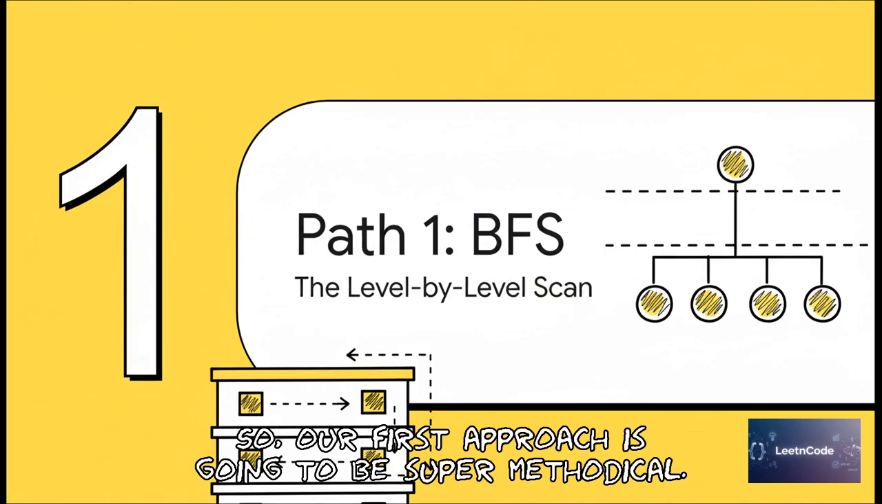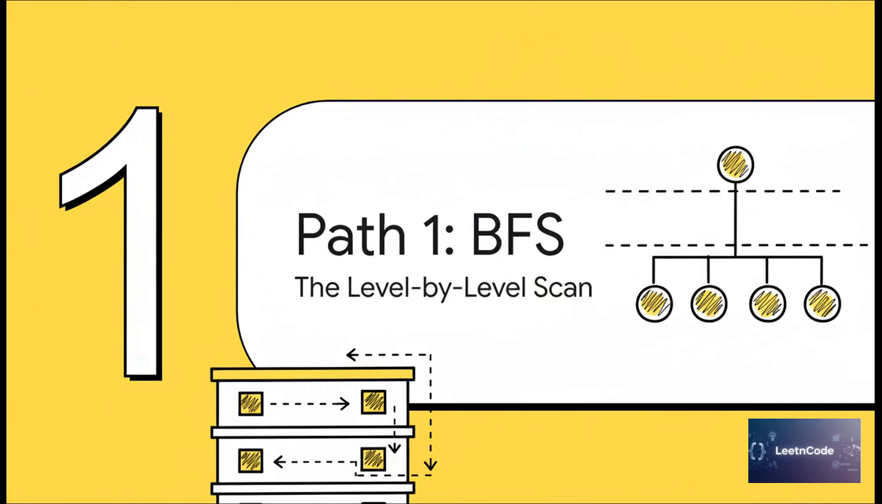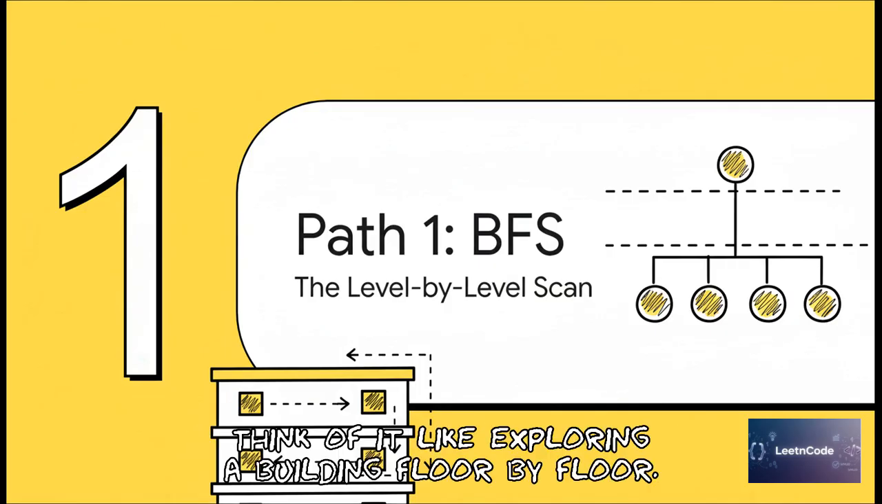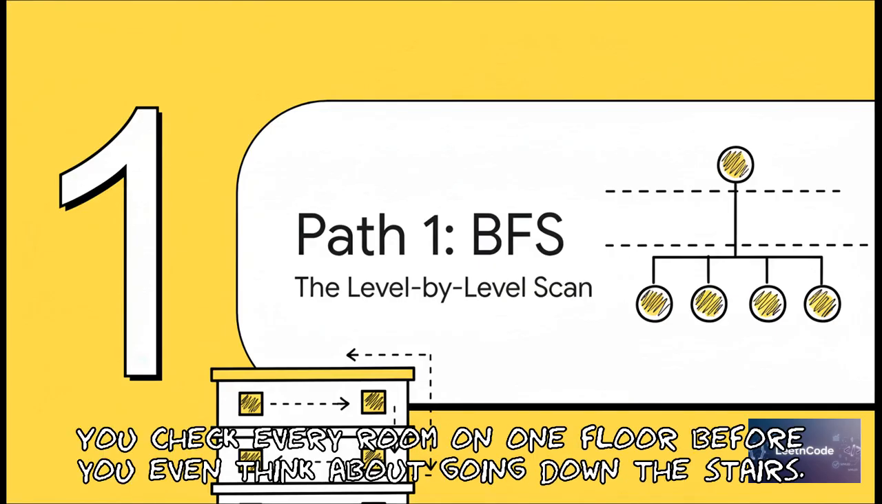So our first approach is going to be super methodical. We'll scan the tree one level at a time. This strategy is called breadth first search, or BFS for short. Think of it like exploring a building floor by floor. You check every room on one floor before you even think about going down the stairs.